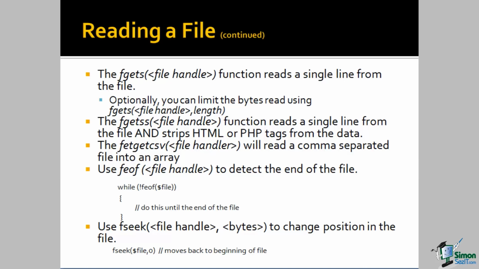Now, if we're reading sequentially from a file, we need to know where the file ends to be able to control the iterations through the file. We can do that with the feof function. This is the end of file function. The feof function will return true when we reach the end of the file. So we can use this function as a loop control variable to continue reading a file until we get to the end of the file. And if we want to move around within the data in the file, we can use fseek. Fseek changes our position within the file.